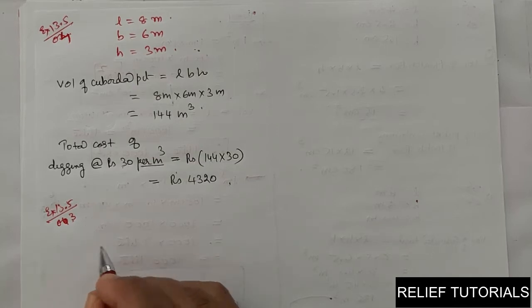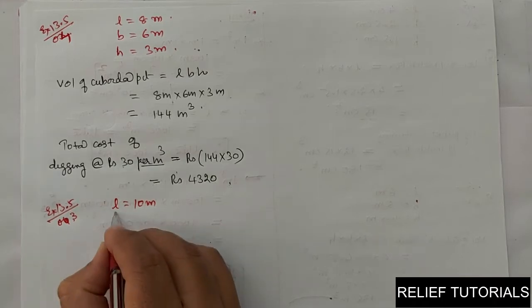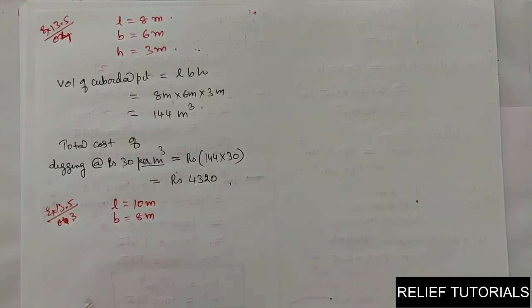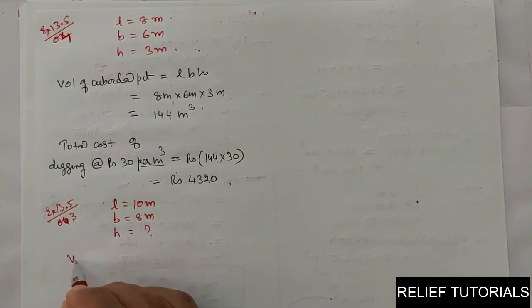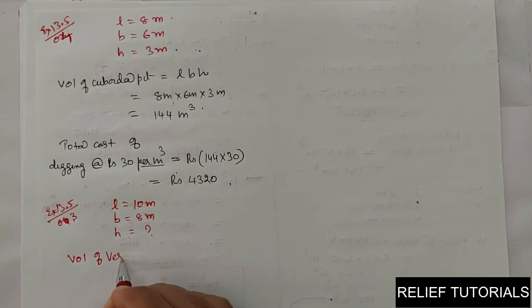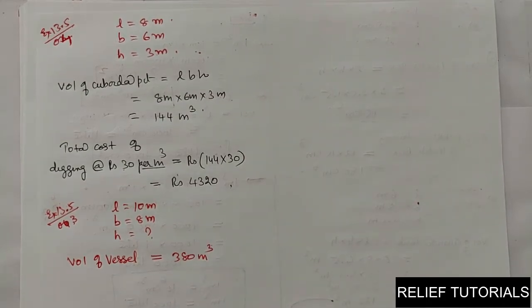A cuboidal vessel is 10 meter long, so length is equal to 10 meter, and 8 meter wide, so breadth is equal to 8 meter. How high must it be made to hold 380 meter cube of a liquid? So here volume is given and you want to find height. Height is equal to question mark, and the volume of the cuboidal vessel is given, that is equal to 380 meter cube.